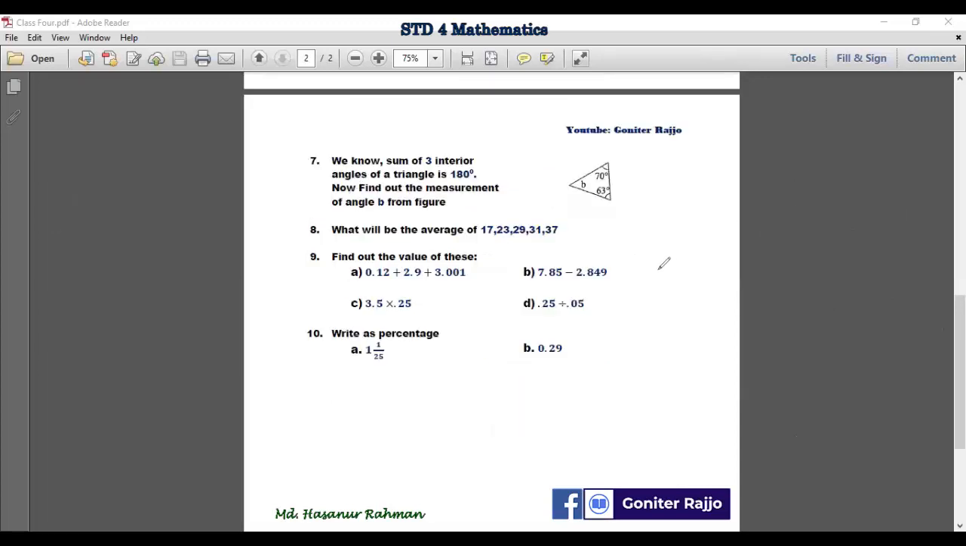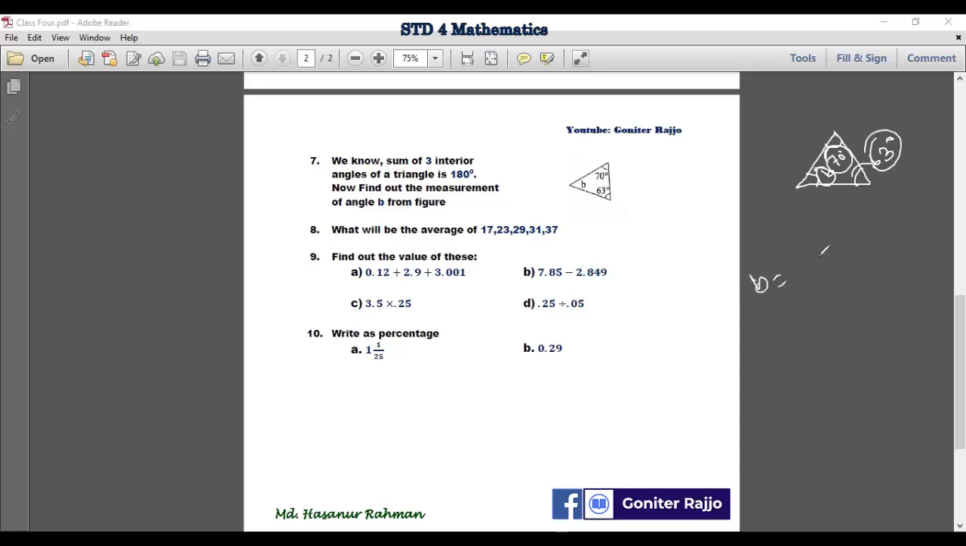Now number 7 says, we know the sum of three interior angles of a triangle is 180 degrees. Now find out the measurement of angle B from the figure. So this is the figure. The figure looks like this. This is angle B. This is 70 degrees, and this is 63 degrees. So how can we find out the angle B? So from the theorem we can say the sum of three interior angles of a triangle is 180 degrees. So if you add all these angles, B, 70 and 63, you will get 180.